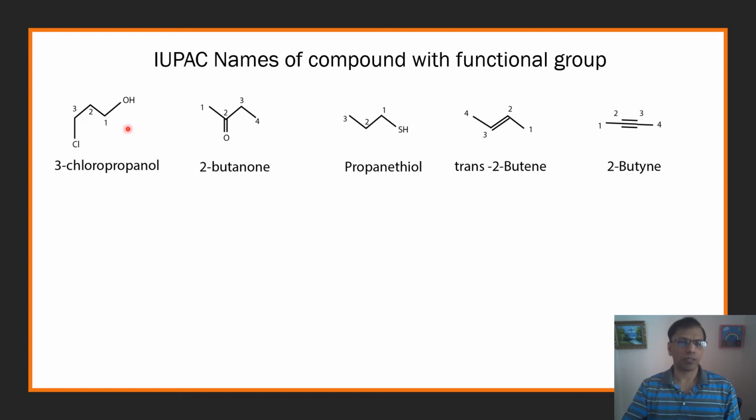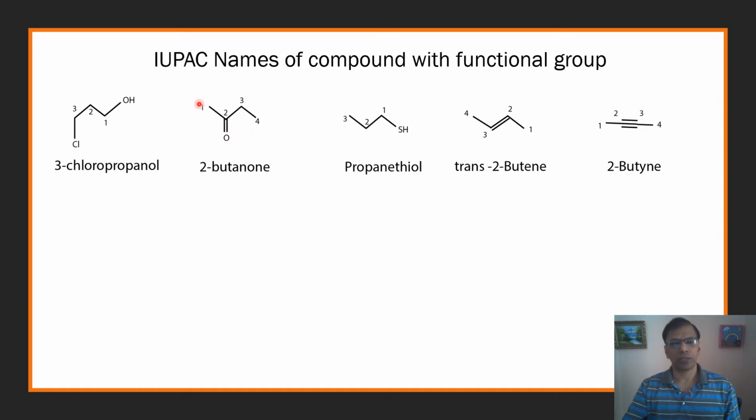the leftmost molecule here. This is an alcohol, OH, and you have 3 carbon atoms, so it's propane. So the E of propane is replaced by OL in the naming of the molecule, and the OH group has a higher priority over the halogen, which is in this case the chlorine, and so the carbon bearing the OH group is numbered 1, and the chlorine is attached to carbon 3. So the compound is called 3-chloropropanol. Let's consider the second example. In this particular case, the numbering is from the left, 1, 2, 3, 4.